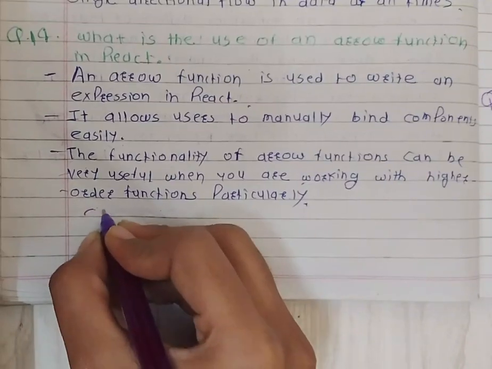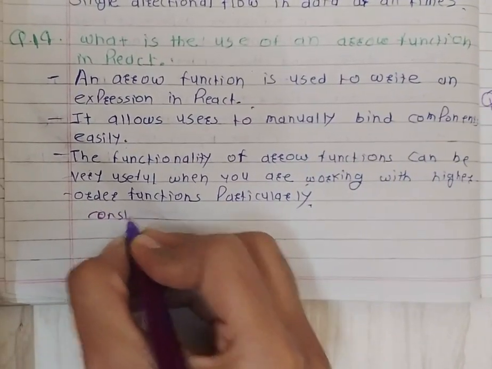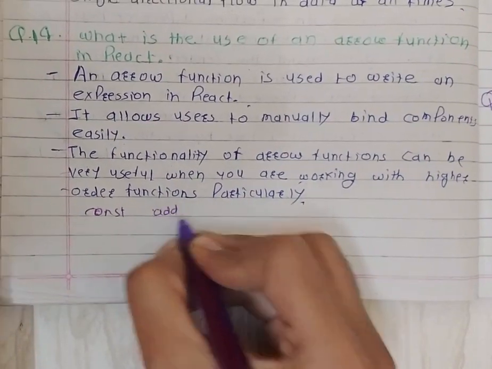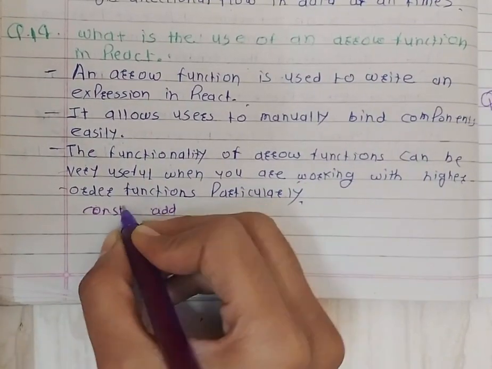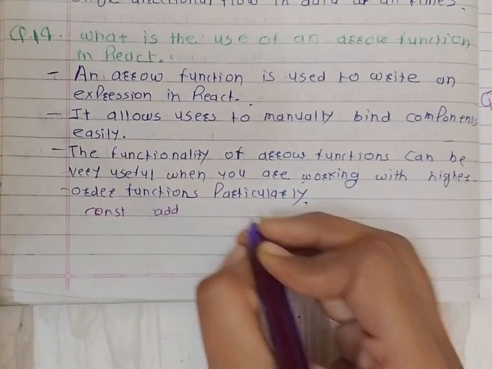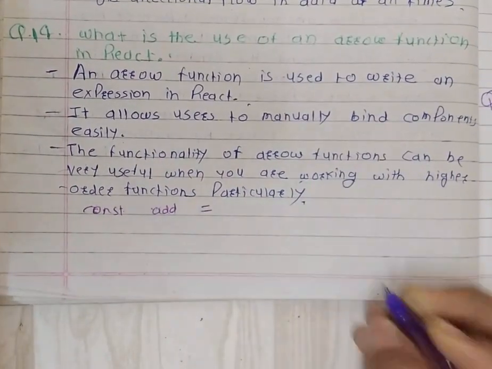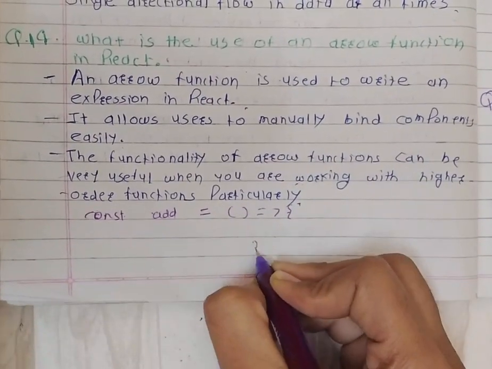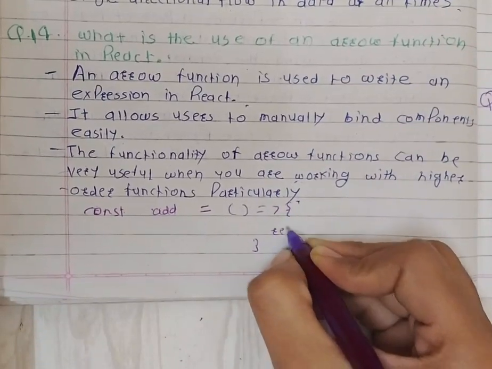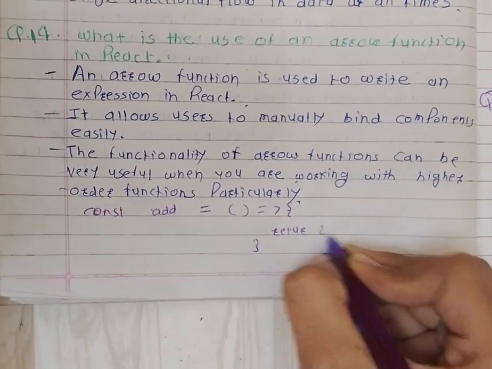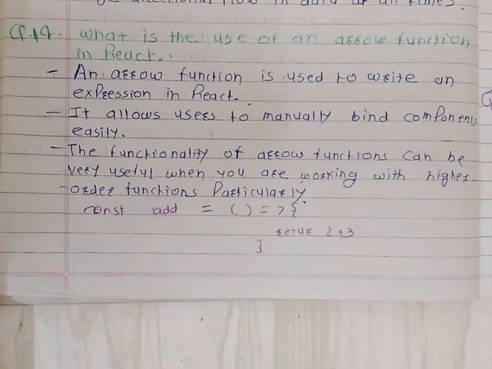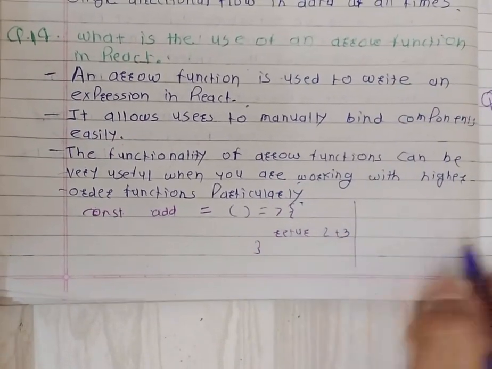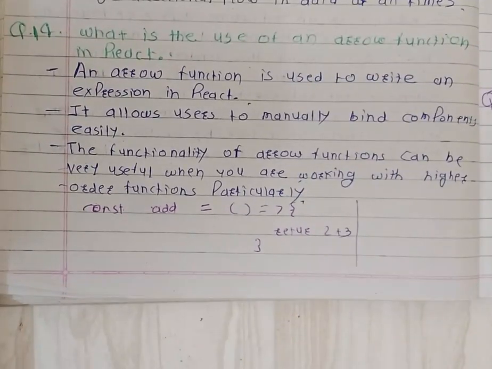Like, I am going to create here one arrow function: const. We can say anything, like add. This is a variable, add, which we declare with the help of the keyword const. In that I am going to store one function, this is our function add, and it returns 2 plus 3. This is how we can say the arrow function looks like.